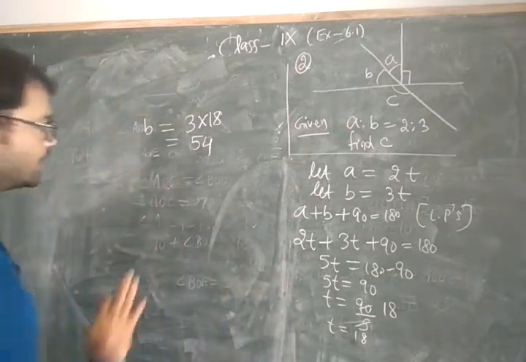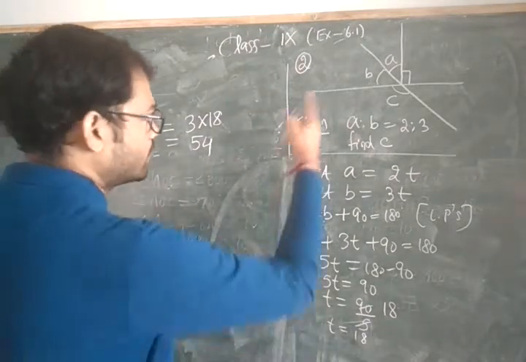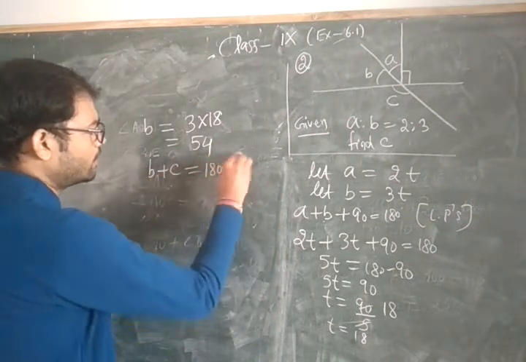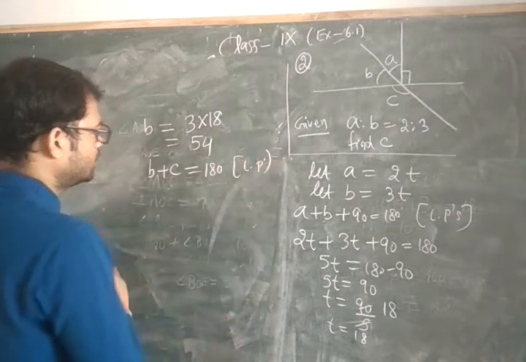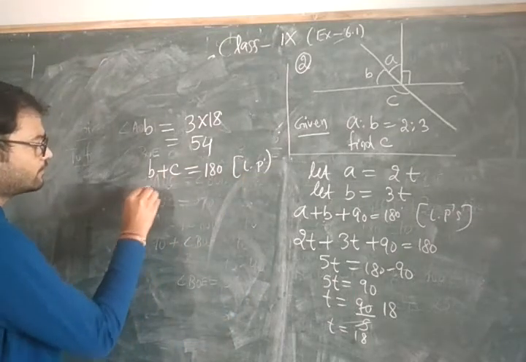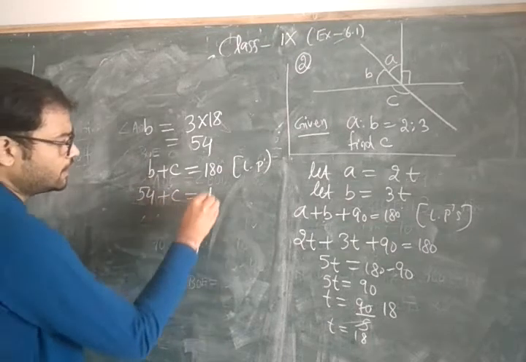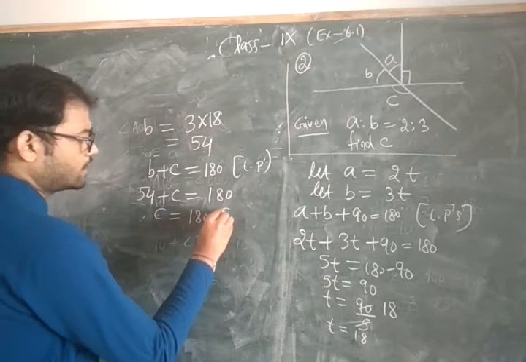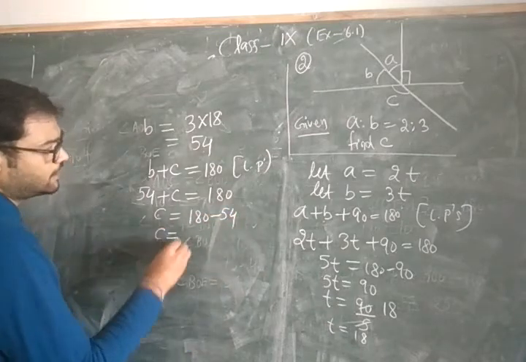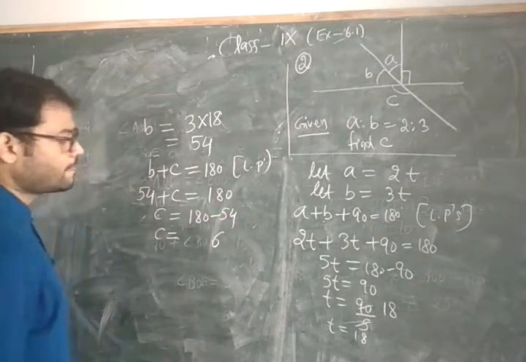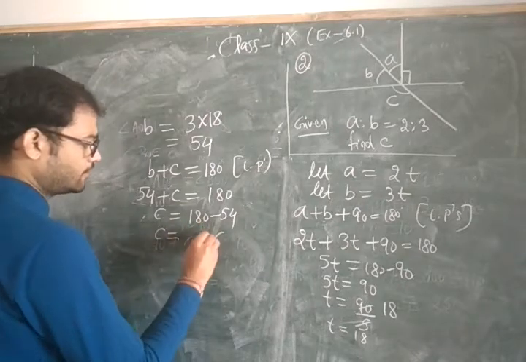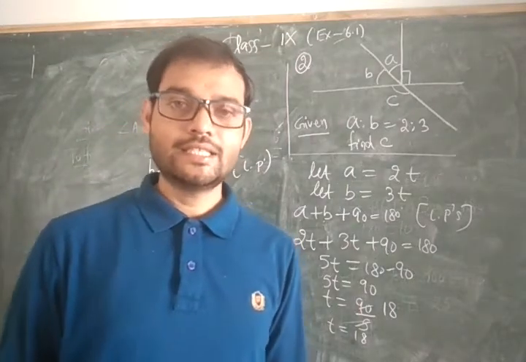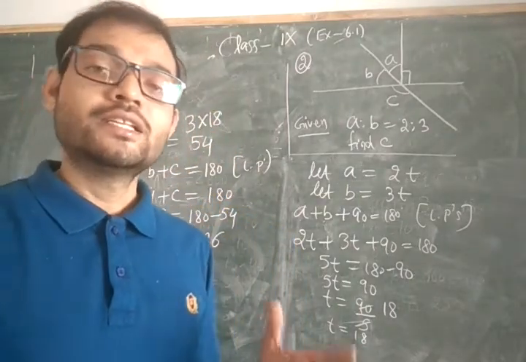अब आपके पास B की वैल्यू आ गई है, and after this you can apply the linear pair. B plus C is equal to 180. The reason is linear pair. B is 54 plus C is equal to 180. So C is equal to 180 minus 54, then C is equal to 126. So 126 degree is your angle number C.